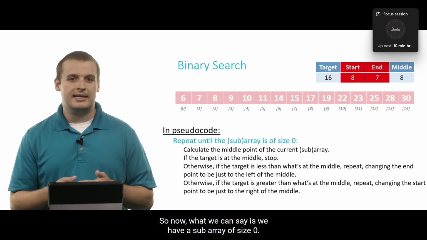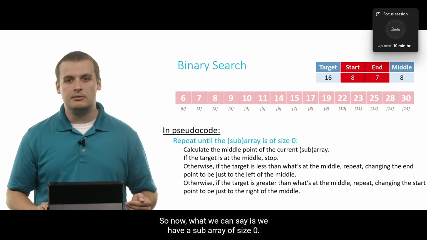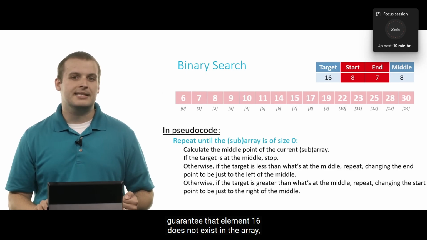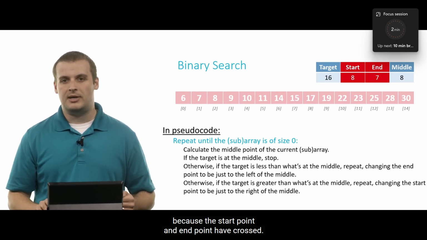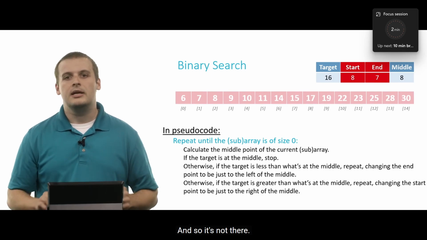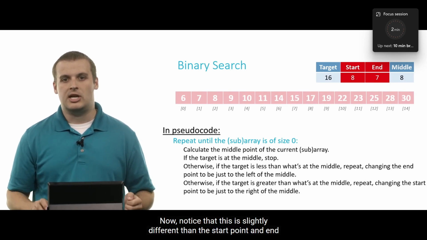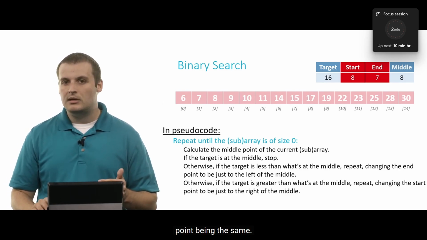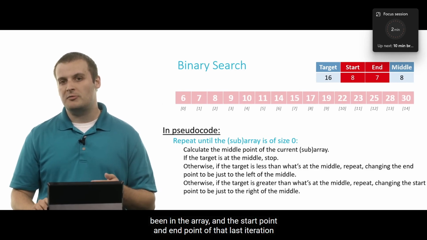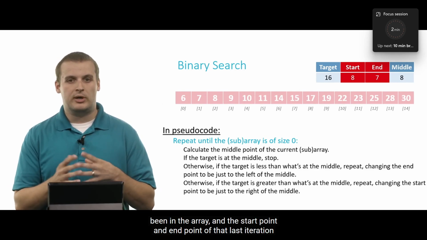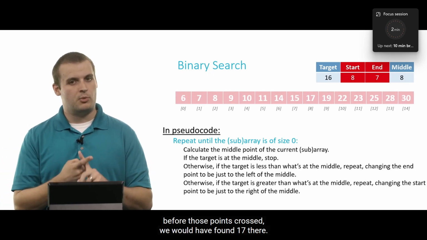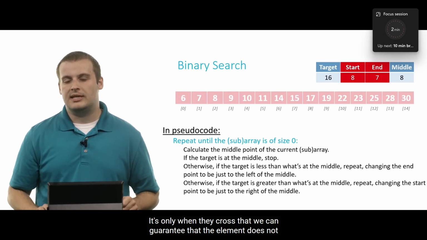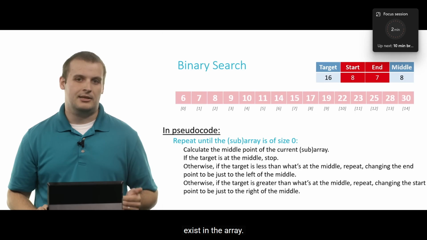So now what we can say is we have a subarray of size 0. And once we've gotten to this point, we can now guarantee that the element 16 does not exist in the array because the start point and end point have crossed, and so it's not there. Now notice that this is slightly different than the start point and end point being the same. If we had been looking for 17, it would have been in the array, and in the last iteration before those points crossed, we would have found 17 there. It's only when they cross that we can guarantee that the element does not exist in the array.